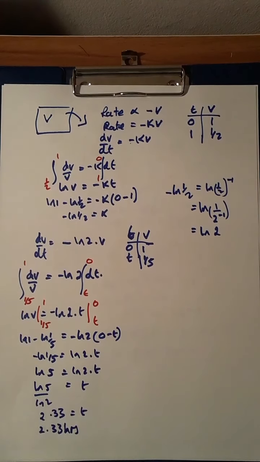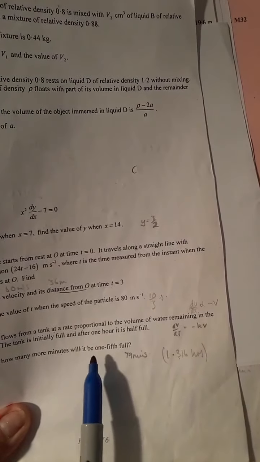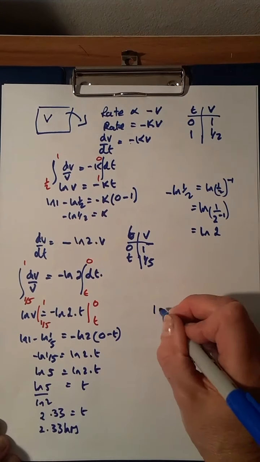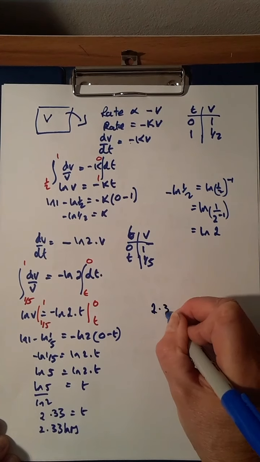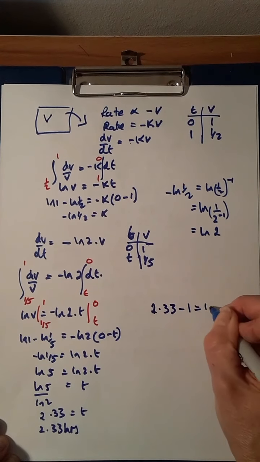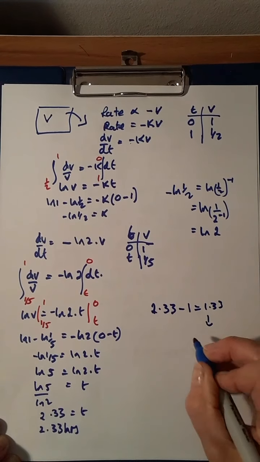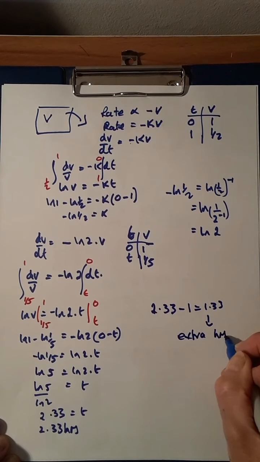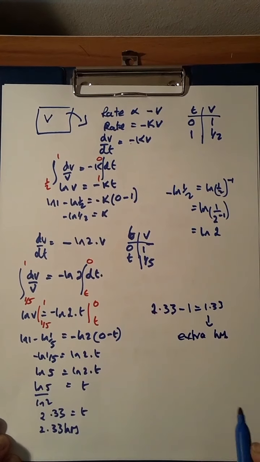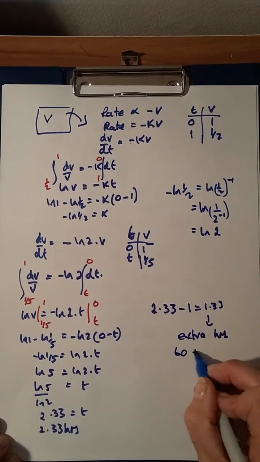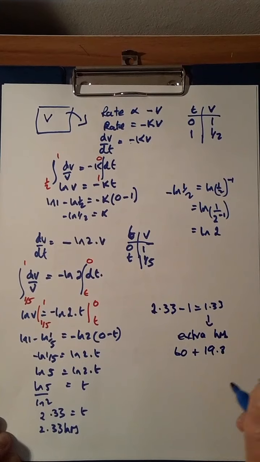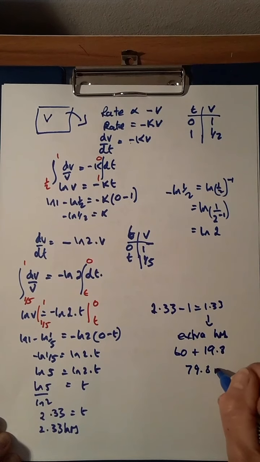So just to finish off, it says, how many more minutes will it be 1/5 full? It takes 1 hour to become half full, so 2.33 minus 1 is 1.33. So it takes an extra 1.33 hours. Now convert that to minutes. 1 hour is 60 minutes, and 0.33 hours is 19.8 minutes. So altogether that's 79.8 minutes.